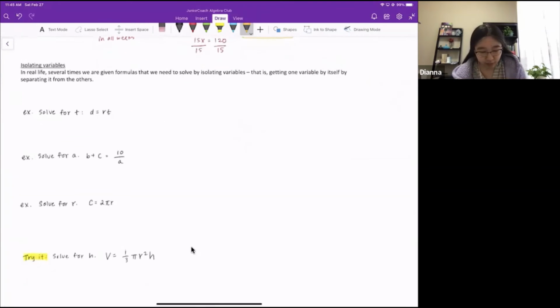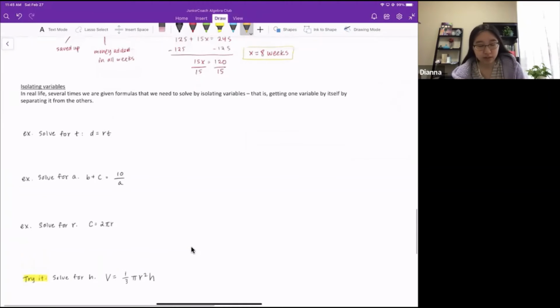So you see how few numbers there are in these examples. So we're going to work on isolating variables. Let me read off what I wrote. In real life, several times we are given formulas that we need to solve by isolating variables, that is getting one variable by itself by separating it from the others. This is a bit different than what we've been doing before because it's more so dealing with letters than numbers. So we have to be perhaps even more aware of what we're doing in this case.